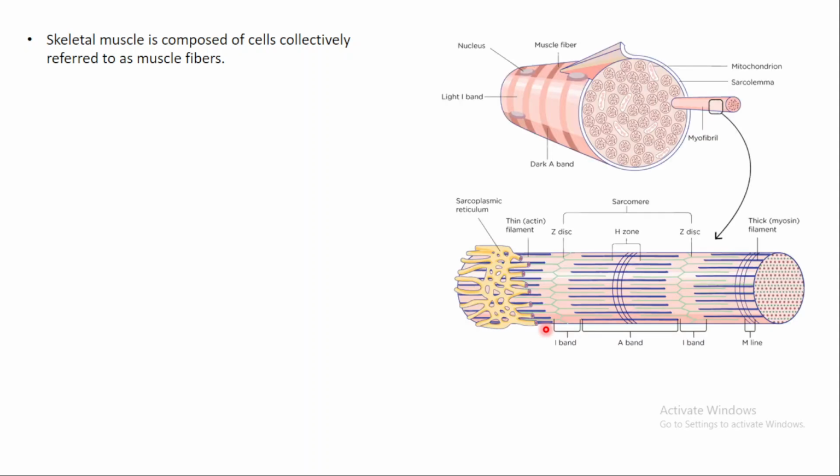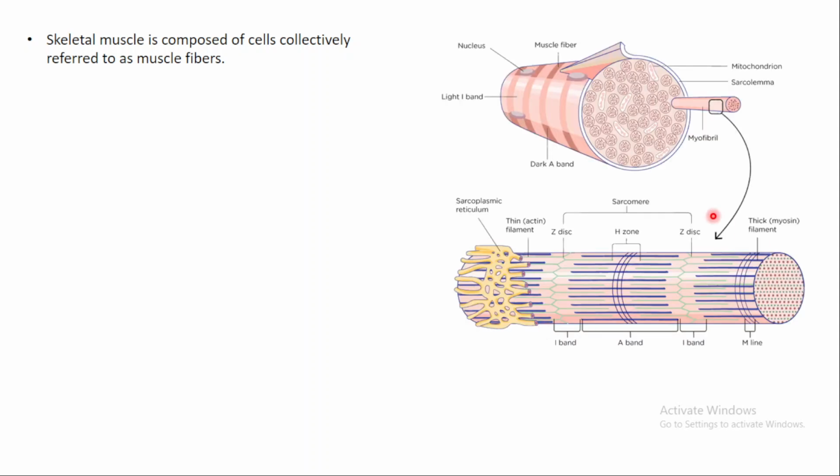So skeletal muscle is composed of cells collectively referred to as muscle fibers. We saw in some of the previous questions the organization of skeletal muscle. Eventually these are cells which fuse together to form myofibrils, myofiber, myotubes, eventually muscle fibers. So these are typically composed of myocytes.